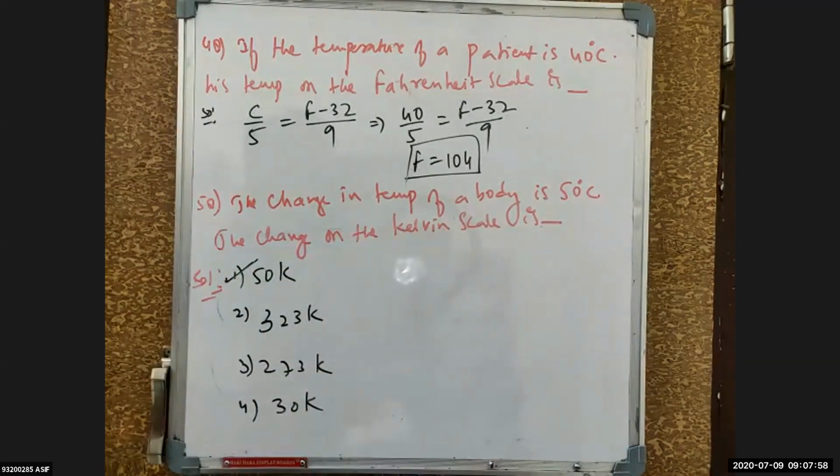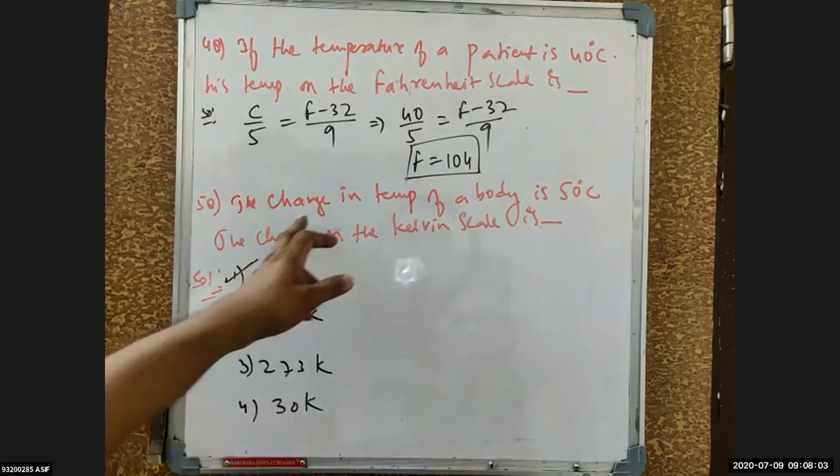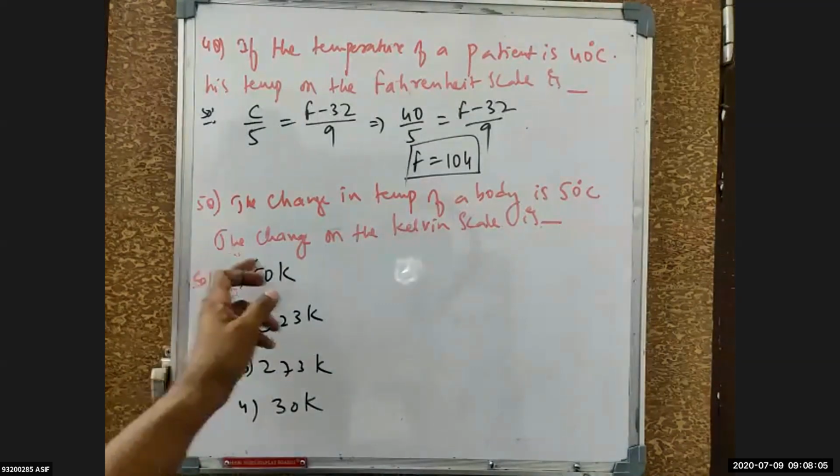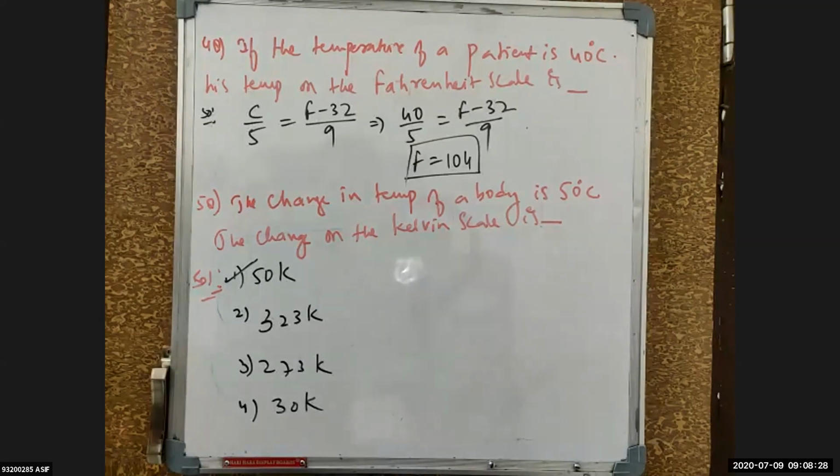What is the number of divisions in the Kelvin and Celsius scales? I told you, 100 divisions. So the number of divisions of the change will always remain the same. If the change in temperature of the body is 50 degrees centigrade, the change on the Kelvin scale is also equal to how much? 50 Kelvin. Got it? Shall I tell you once again? No, sir. Understood, sir.